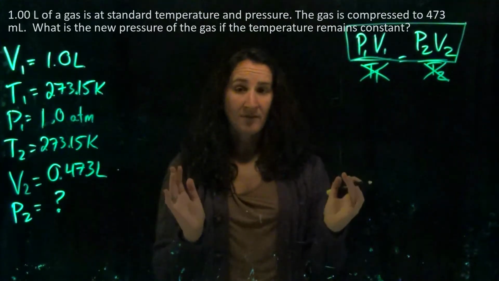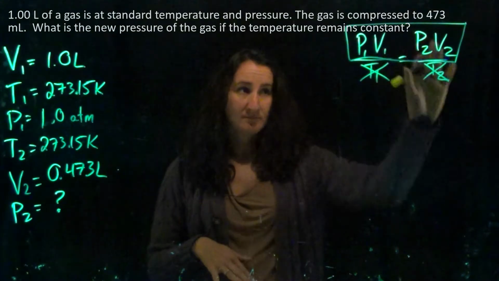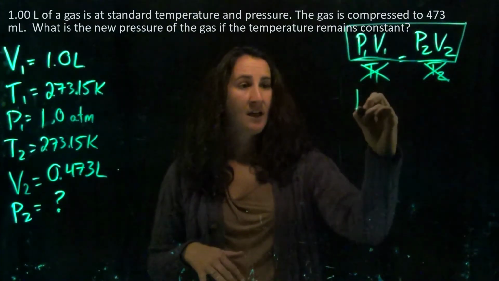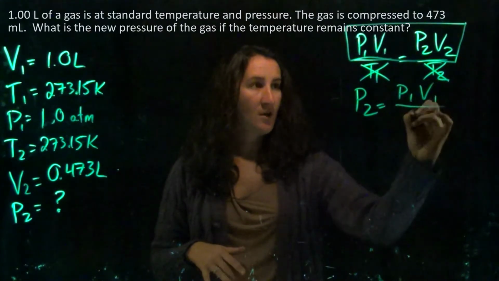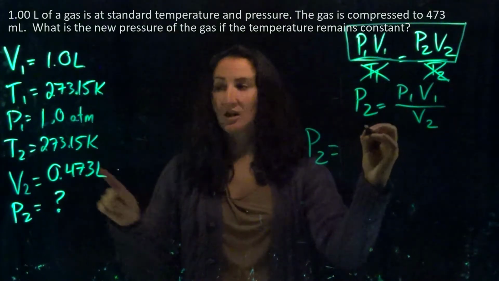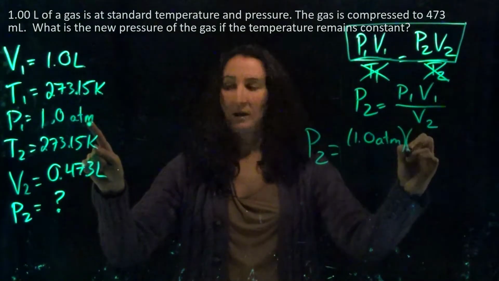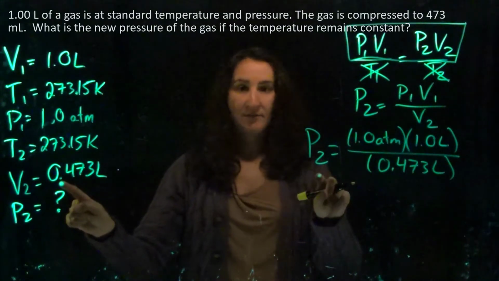And now I plug in my variables and solve. If you want to, you can first solve for P2. So divide that volume over here, and we get P2 equals pressure 1, volume 1 over volume 2. And now we plug in our variables and solve. So pressure 1 times volume 1 over volume 2, and that's going to give us our pressure 2.